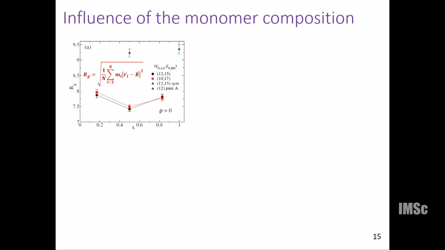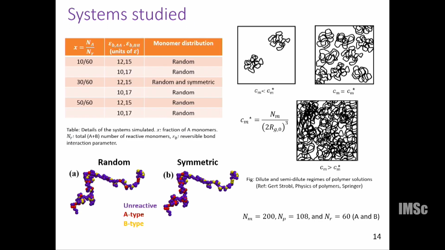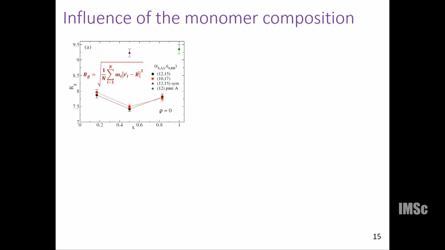So if you look at the basic quantification of the size of the chains, there is clearly a non-monotonicity in the size as a function of the composition of the reactive monomers. And what you see here is something very interesting. If you take a pure A system where all of these beads are made of A type, you can say homogeneous cross-linking, in that case the size is almost 9.25 or so.